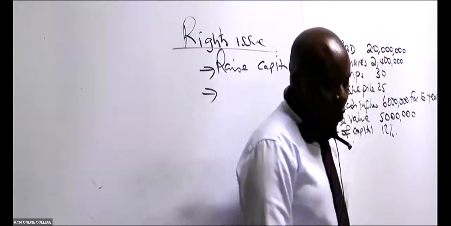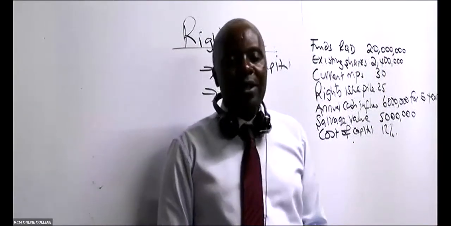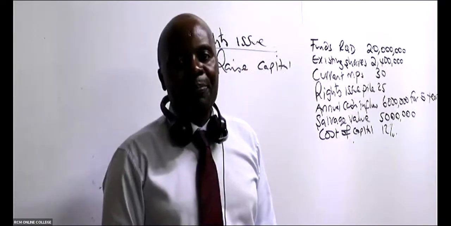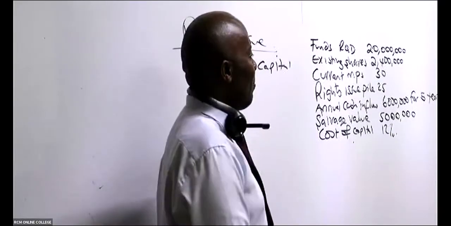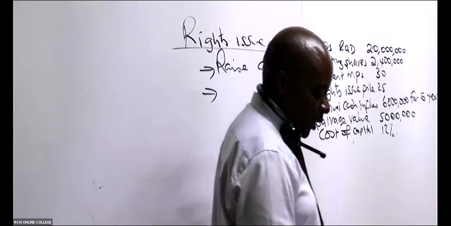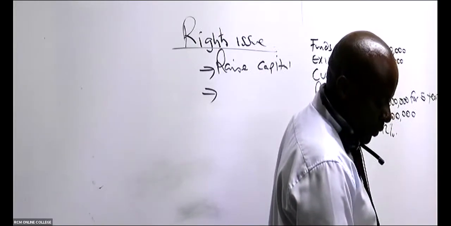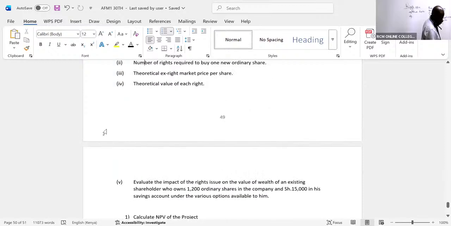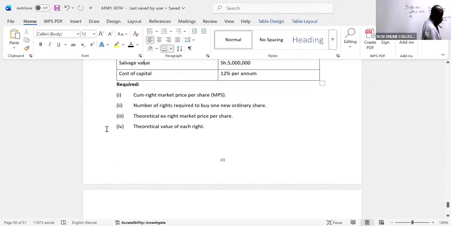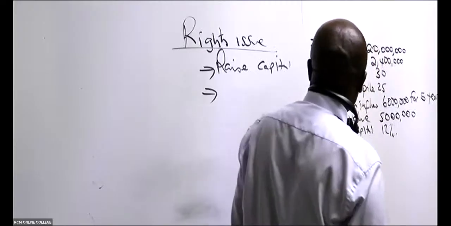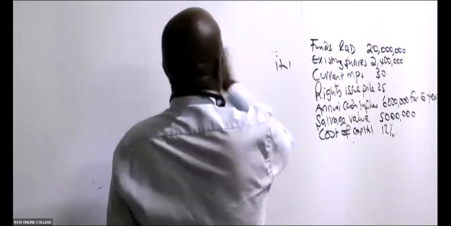So the first question that they want us to do, they want us to give them the CAM rights market price per share. Look at the first question. They want us to give them the current CAM rights market price per what year? Per share. Very easy.